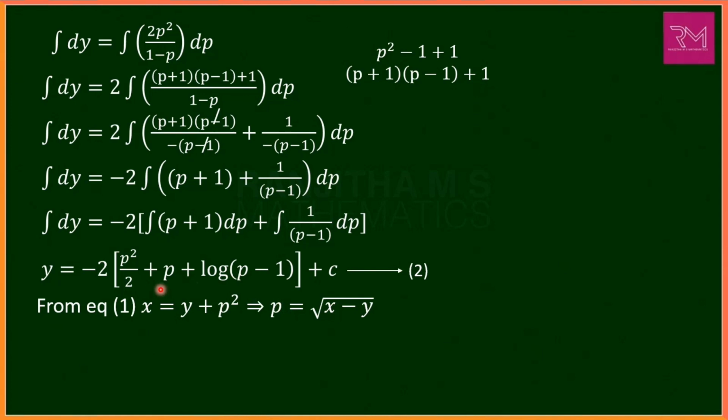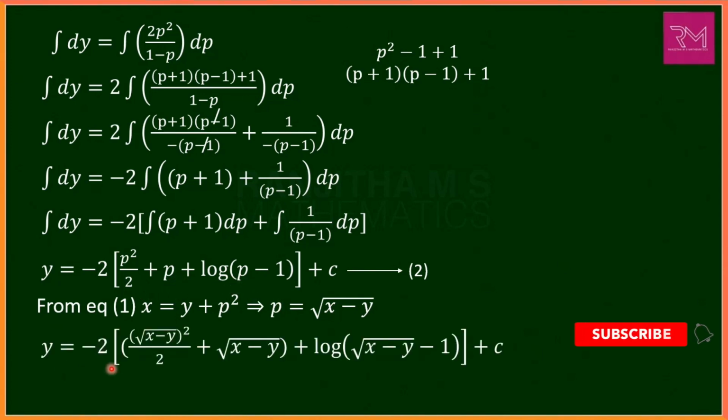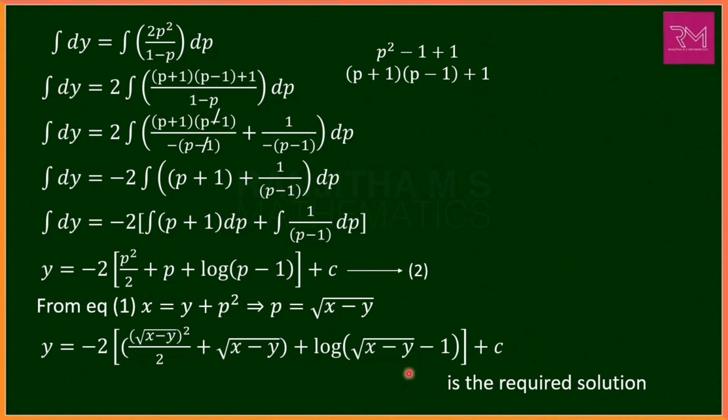Substitute in equation 2 the p value as root of x minus y. We get y is equal to minus 2 into p, where p is square root of x minus y, whole squared, divided by 2, plus p is square root of x minus y, plus log of p is square root of x minus y minus 1, plus some integration constant c. So this is a general solution for the given differential equation, because this equation does not contain p. This completes the problem.